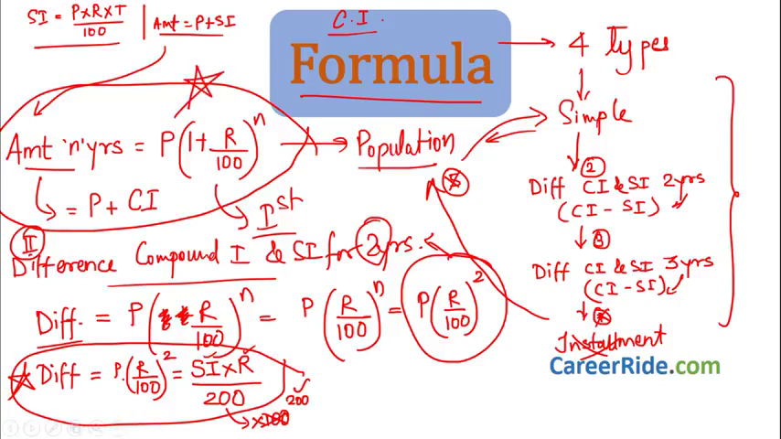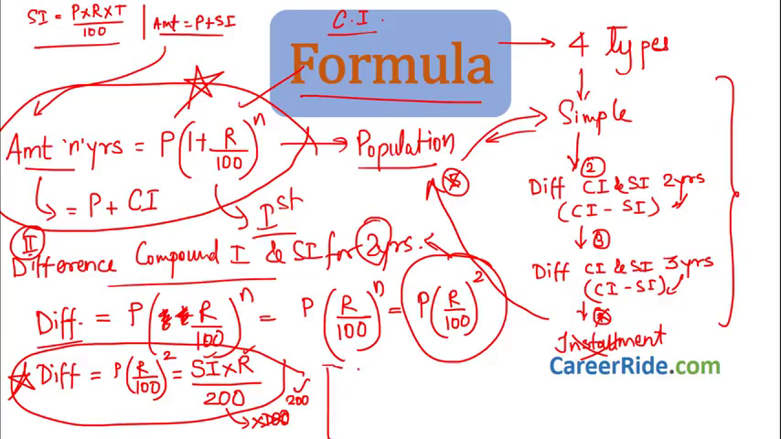Okay, for compound interest, the amount after n years is P into 1 plus R by 100 raised to n. And the second one is difference equal to P into R by 100 the whole square, equal to simple interest into R, that is rate of interest, divided by 200.